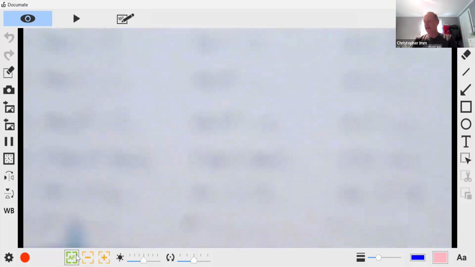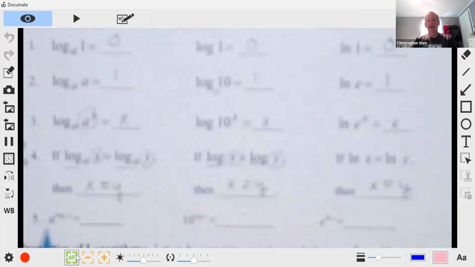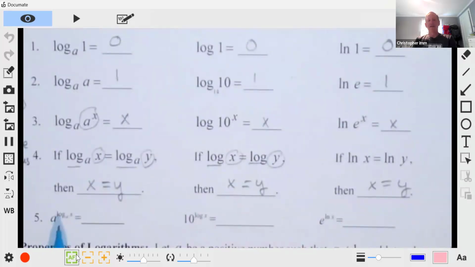So if I have a to the log base a of x, the a and the log base a cancel out. They just give me x back. 10 to the log base 10 of x, I get x back. E to the log base e of x, I get x back. And again, you can go ahead and turn these exponentials into logs and show that that's true.